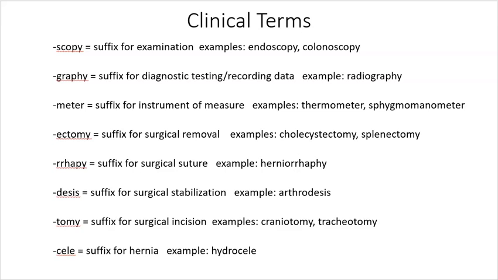Desis is a suffix for surgical stabilization. An example would be arthrodesis. Arthro means joint. Desis means surgical stabilization, so that's surgical stabilization of a joint. Tomy, suffix for surgical incision. Examples would be craniotomy or tracheotomy. Seal, suffix for hernia. An example would be hydrocele.